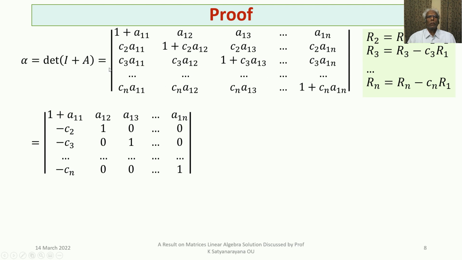Likewise, from the third row, subtract C3 times R1. So you will get minus C3, 0, 1, etc., 0. And from the nth row, subtract Cn times R1, you will get minus Cn, 0, 0, 1. So this is what we have, and to evaluate the determinant, we have applied elementary row transformations. By applying elementary row transformations, the value of the determinant does not change.